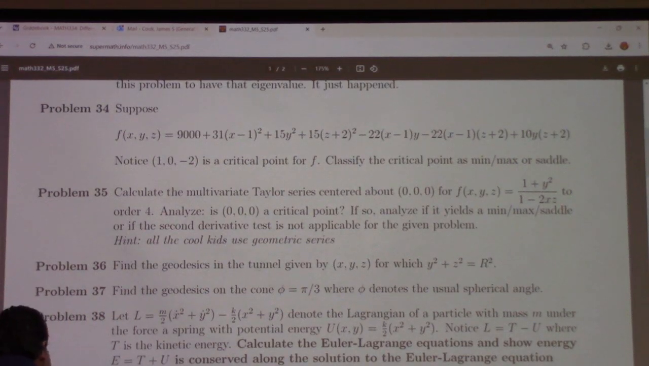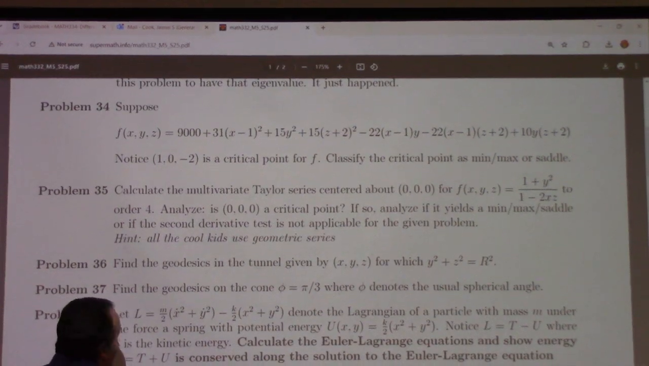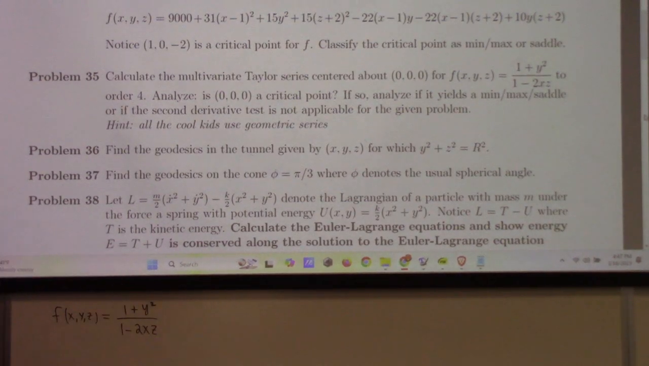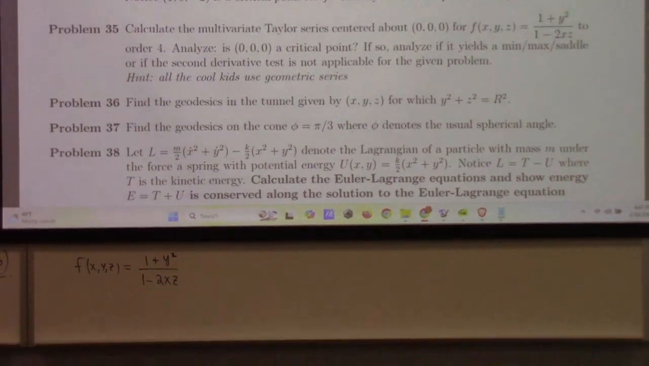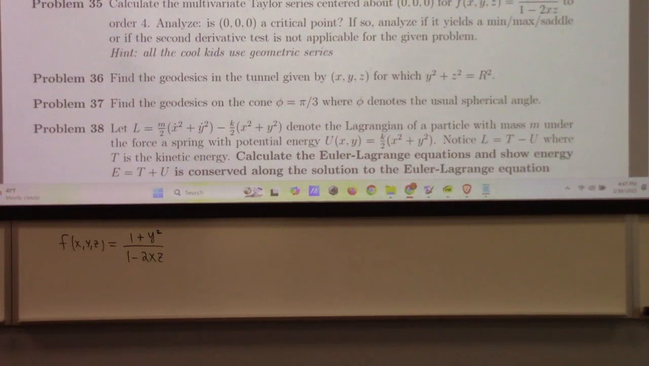So we have f of x, y, z equal to 1 plus y squared divided by 1 minus 2xz. What even is the problem here, though? Calculate the multivariate Taylor series centered at the origin, to order 4. Now, if we were to determine if it's a critical point or not, if it's a maximum.